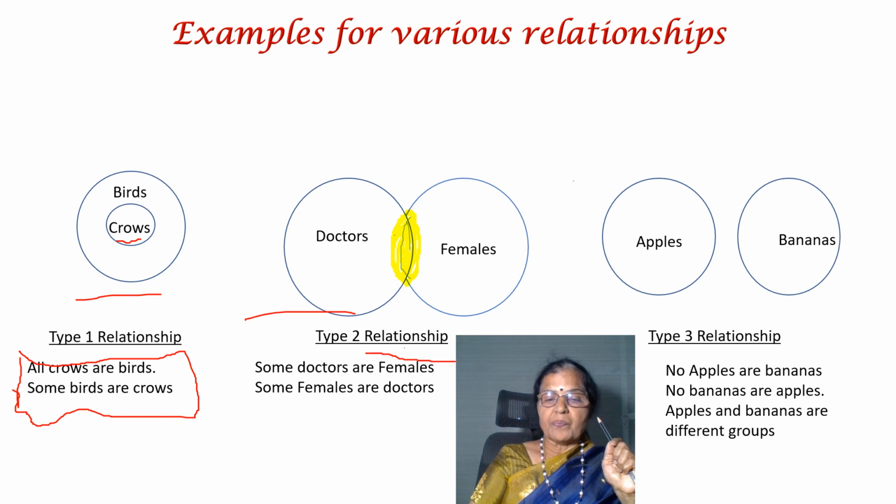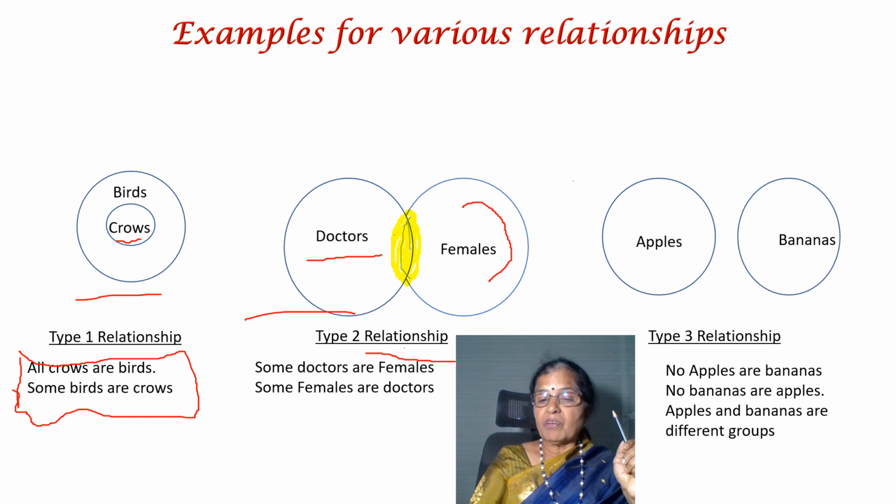This yellow region represents those doctors who are females. And what about this region? This region represents just doctors. They are not females. That means male doctors. And here, this whole group is called females and some of them are doctors. This yellow region represents the number of females who happen to be doctors. This region represents the females who are not doctors. You got it? So this Venn diagram represents the second type of relationship.